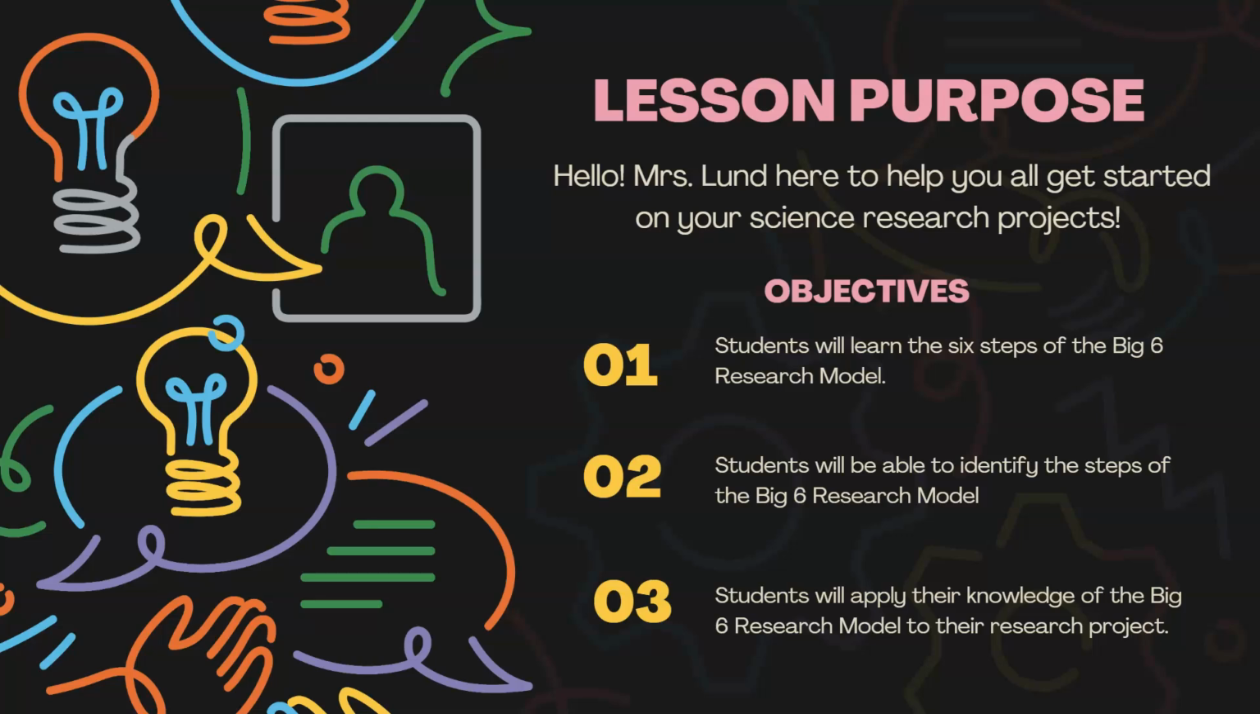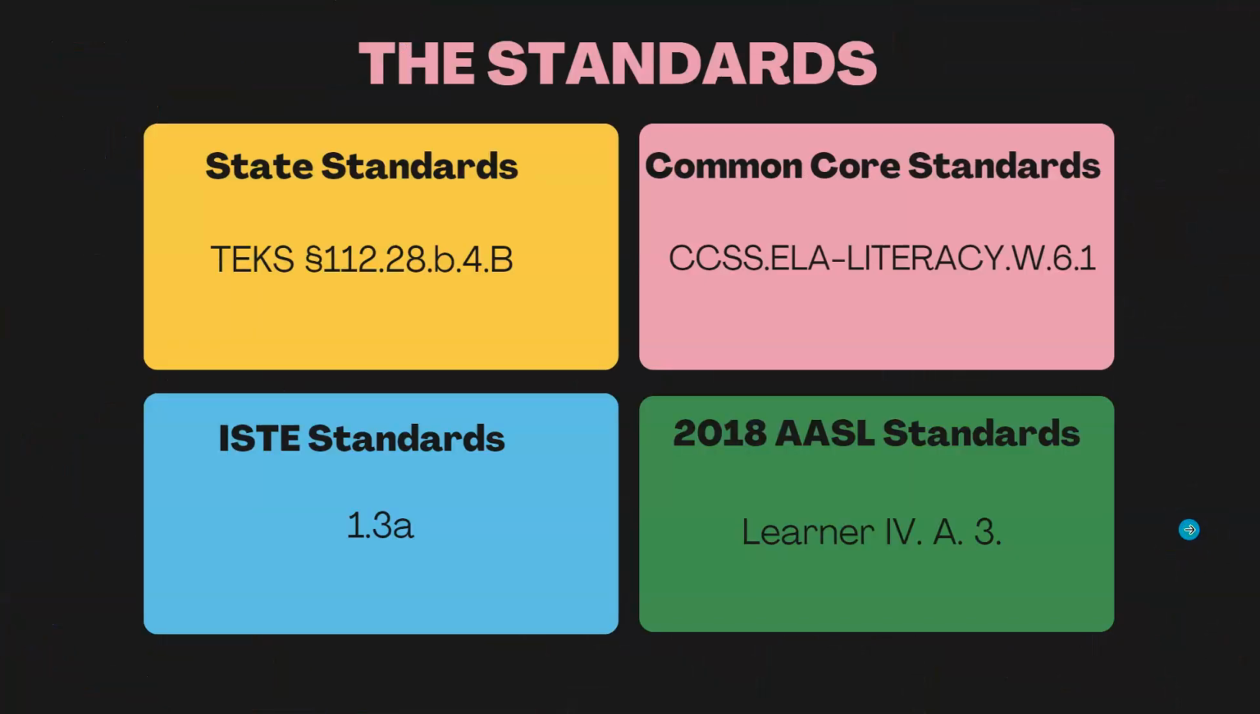Some of our objectives for today: students will learn the 6 steps of the Big 6 research model. Students will be able to identify the steps of the Big 6 research model, and students will apply their knowledge of the Big 6 research model to their research project, which, like I said, we are pairing up with our science teachers today.